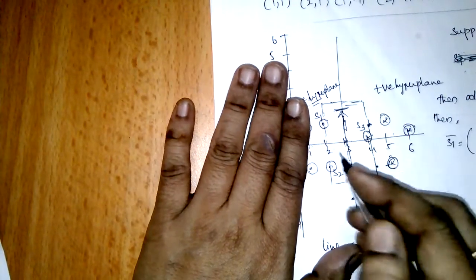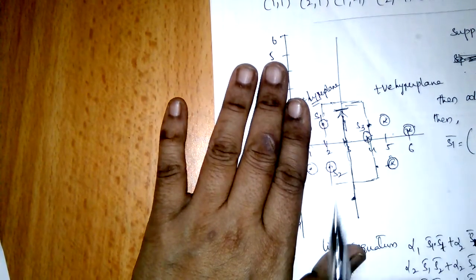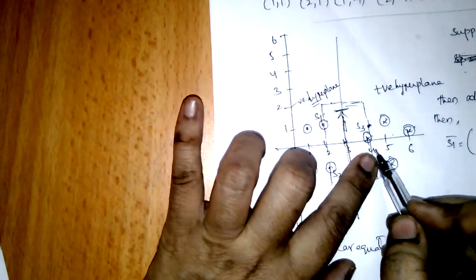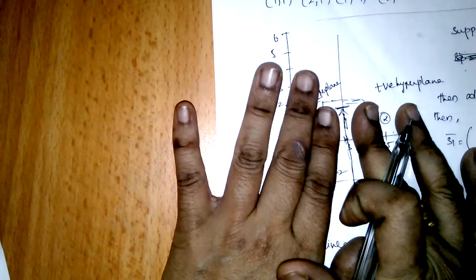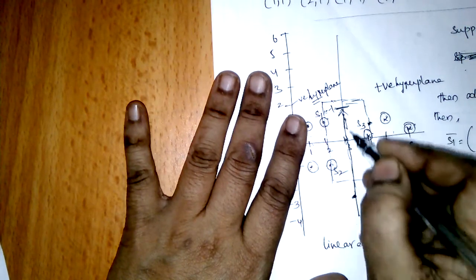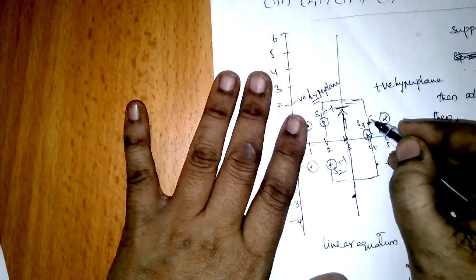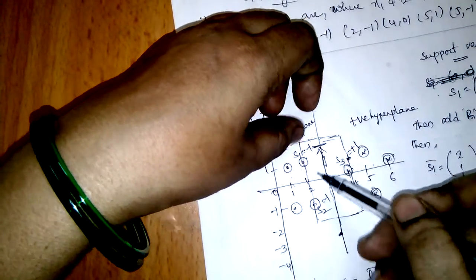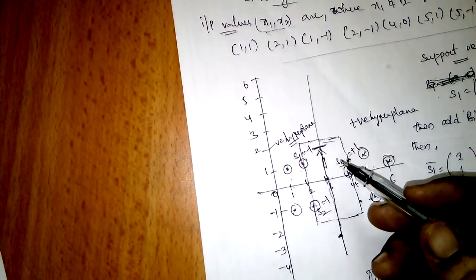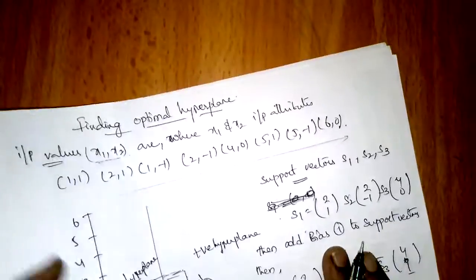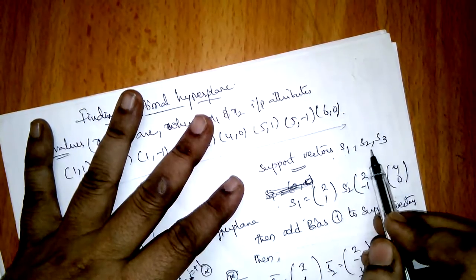So s1, s2 and s3 are the support vectors. This is called the negative hyperplane and this is called the positive hyperplane, and between them we have to find the optimal hyperplane. We represent s1 as -1, s2 as -1 and s3 as +1. Using the weight value and the support vectors, we find the optimal hyperplane. The three support vectors are s1, s2 and s3.